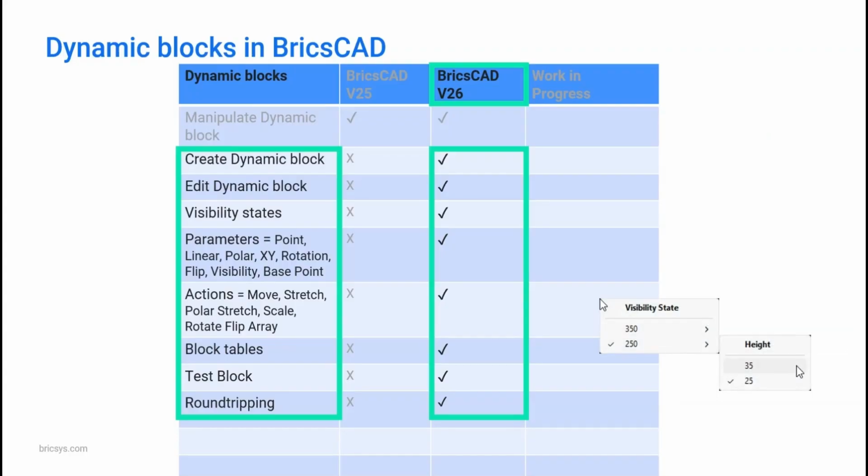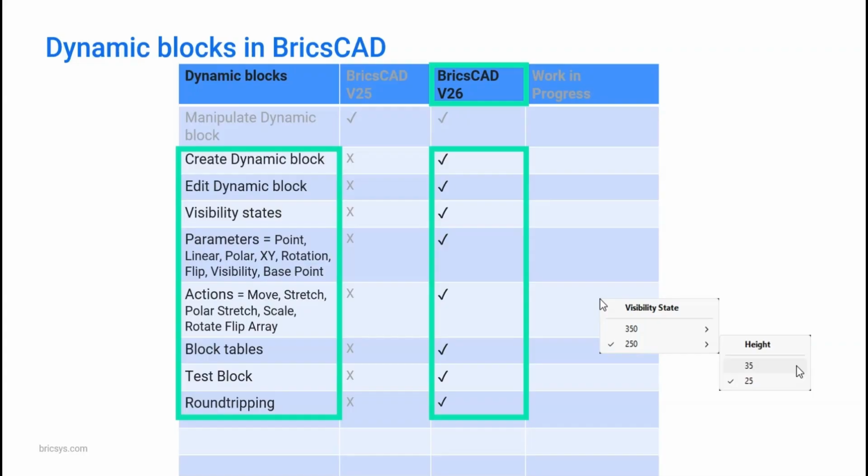Now let's talk about block tables. They make managing parameters easier. So instead of handling a lot of different combinations of values, you can set specific options like the length, width, or rotation, or here we've got visibility states and heights to predefined settings. This simplifies your blocks and makes designs less complicated.